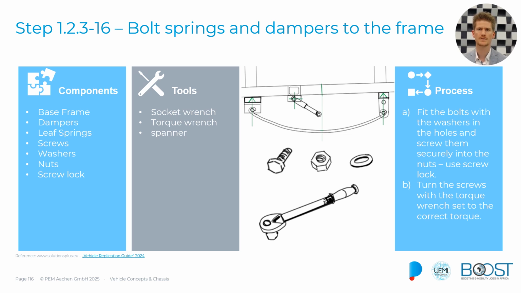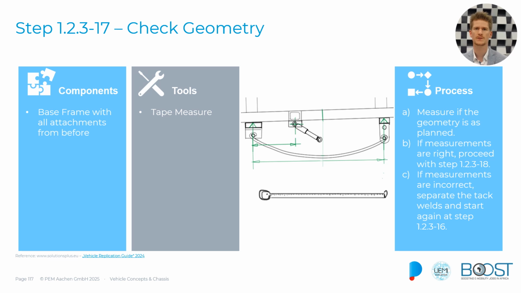Once you have finished this process, we again have to check the final geometry. So what do we want? We want to make sure, with our tape measure, that the minimum or apex of this leaf spring is still underneath the point that we calculated. And if there are some incorrections, now is the best spot to actually correct them.